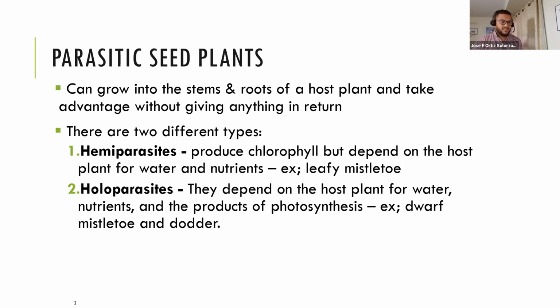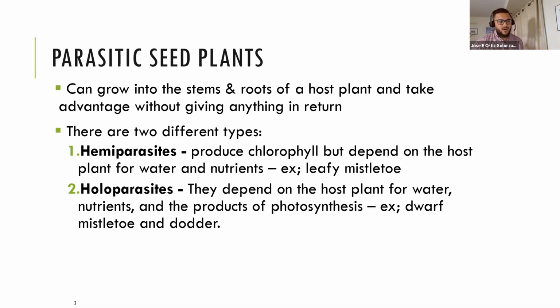So parasitic plants can be differentiated in two groups mainly, and those are hemiparasites and holoparasites. Hemiparasites are those that can produce chlorophyll, but depend on the host plant for water and nutrients. On the other hand, we have the holoparasites. The holoparasites depend on the host plant for water and nutrients, but the difference is that holoparasites also need chlorophyll or photosynthesis products from their host, which means that they cannot conduct photosynthesis.